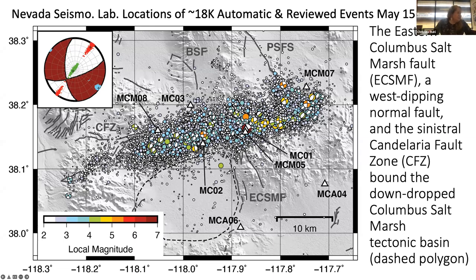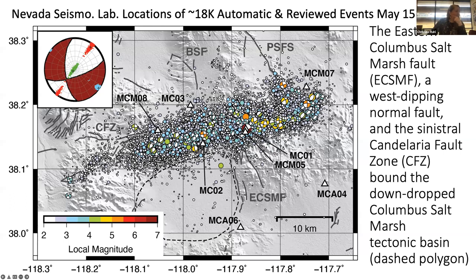So this is in an area of the minor deflection. I showed it on the first plots. We have this down-dropped basin here, which is the Columbus Salt Marsh, marked by this dashed ellipse. And then the Candelaria fault zone, CFZ, is over here. And that's a left lateral fault zone, which is presumably what this is an extension of in the subsurface. And then this PSFS is the Petrified Springs fault zone, which is a right lateral northwest striking fault that continues up to the north.